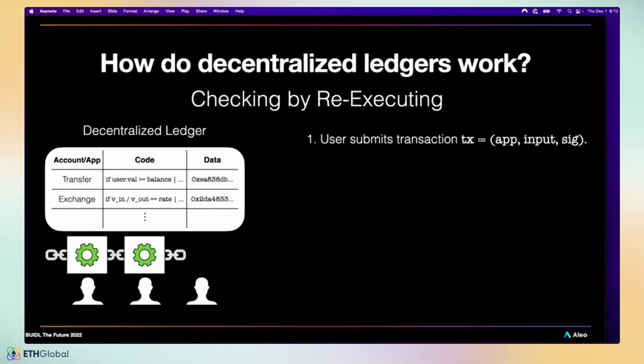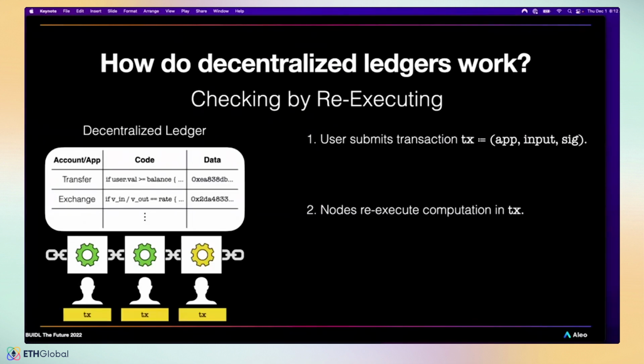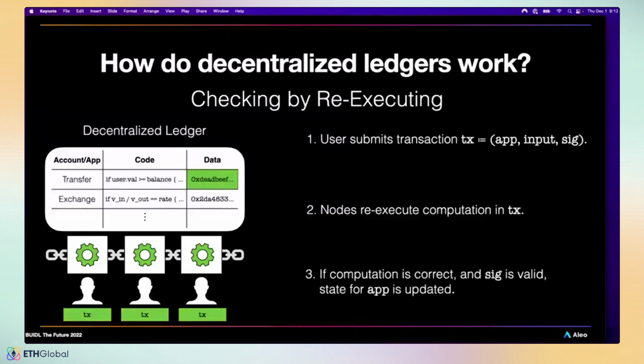When a user submits a transaction containing an identifier for the application, some input data, and a signature authenticating that transaction, each node on the network re-executes the computation inside the transaction. If the computation is correct, the nodes agree, and the signature is valid, the state is updated. Now, the problem with this model is that it hurts scalability.